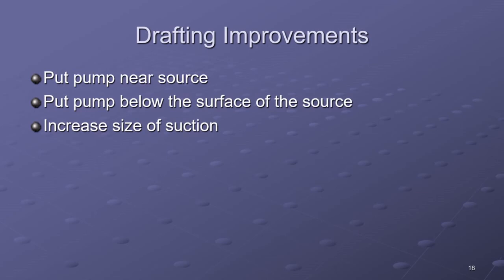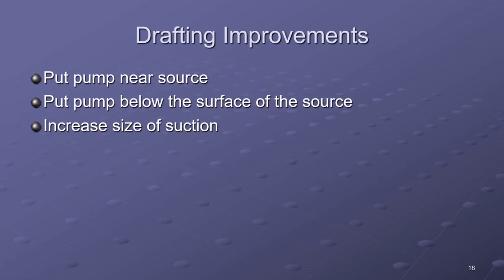Considering that's not usually what we do, things to do to make it easier to draft or pull water, that's really what drafting is, pulling water out of a source into your pump and pushing it on out to your fire or your tank, is to get your pump as close as possible to the water source. If at all possible, get it below the surface of the source. That doesn't really happen very often. Not in an engine, maybe in a portable pump, but you get the idea.